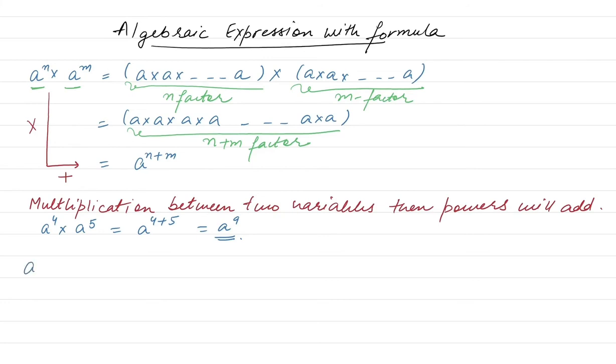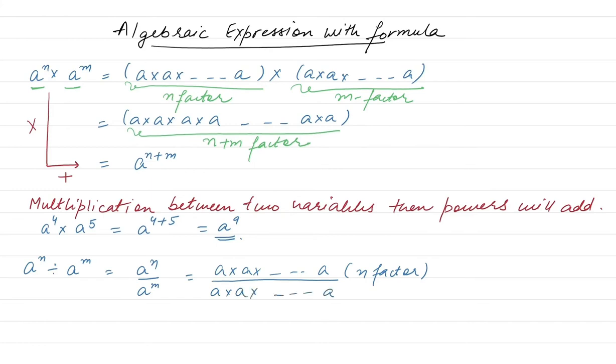Let's do another derivation. A to the power n divided by a to the power m. This can be written as a to the power n divided by a to the power m, and this can also be written as a times a so on up to a, n factors, divided by a times a so on up to a, in the bracket m factors. In this one, this is only possible if n is greater than m.